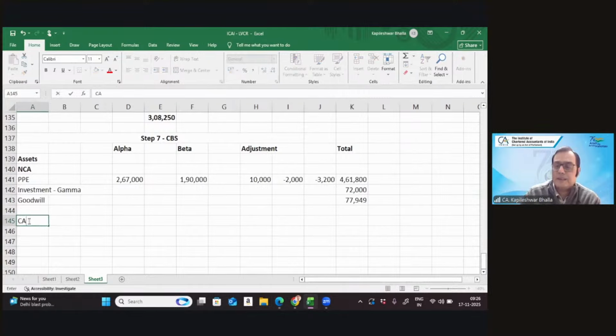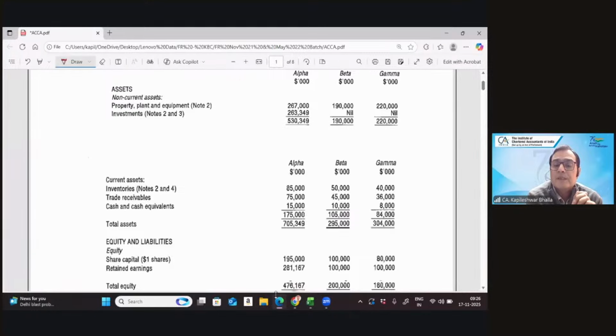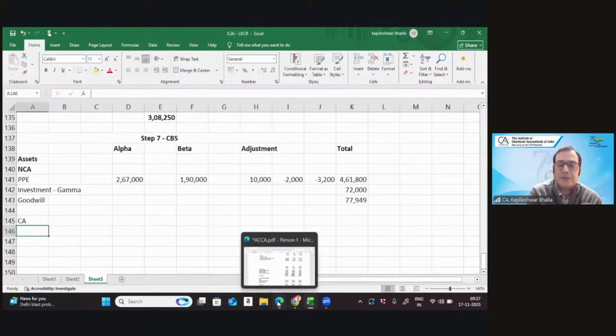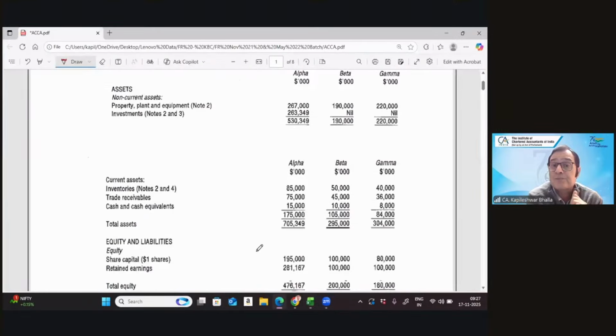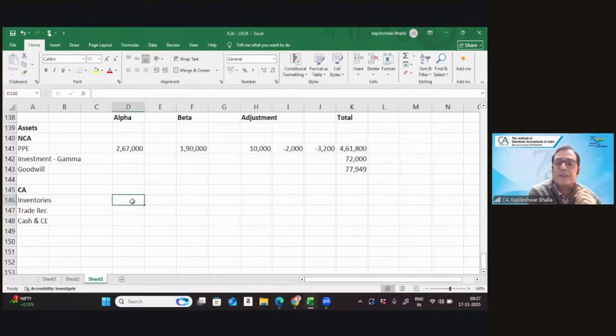Then I think we can take the current assets. And in the current assets, we've got inventories, trade receivables, and cash equivalents. So inventories, then trade receivable, and then we've got cash and cash equivalents. So let's pick up the data and then see the adjustments. Inventory also, we've got some fair value adjustments to watch. So inventories is appearing at 85 and 50.